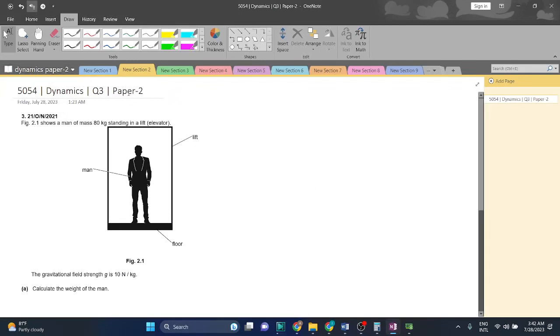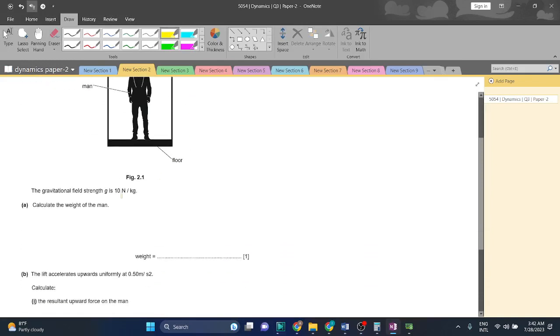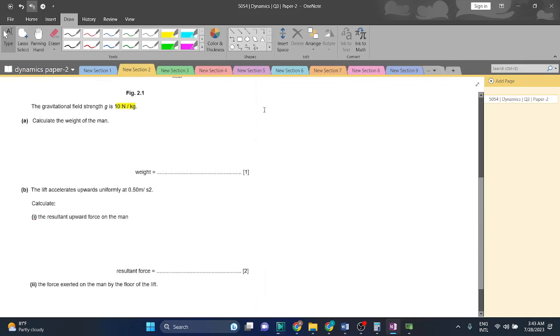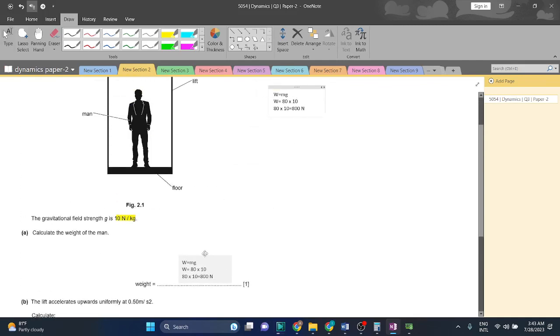Dynamics question 3, paper 2. Let's start. Figure 2.1 shows a man of 80 kilograms standing in a lift elevator. The gravitational field strength is 10 newtons per kilogram. Calculate the weight of the man. Weight W is equal to mg. W will be equal to mass, which is 80, times g, which is gravitational field strength 10. So 80 times 10 will be equal to 800 newtons, the weight of the man.